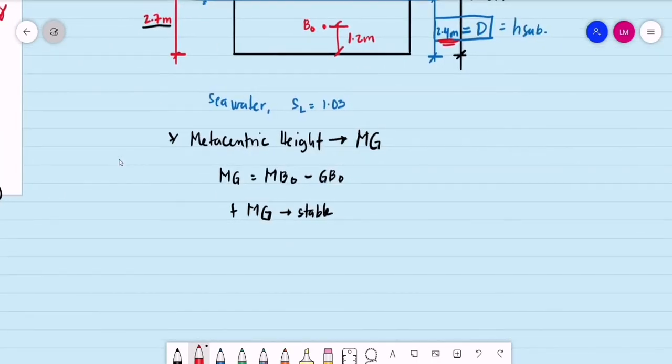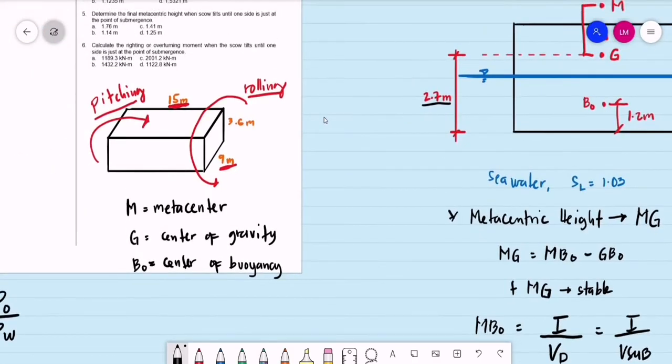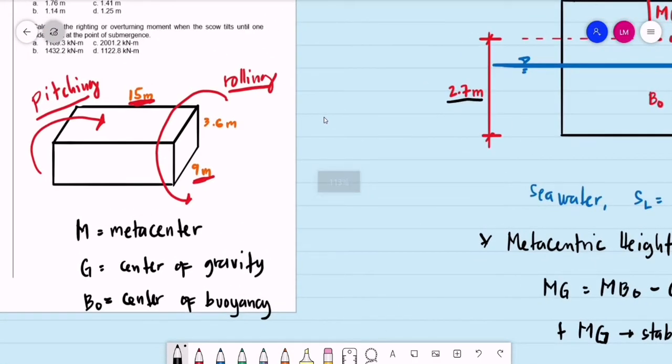Okay? So, para makuha natin yung metacentric height, paano natin kukunin yung MB sub O? MB sub O is basically equal to the moment of inertia of the section considering its weaker axis, divided by the volume of the draft, or the volume submerged. I-consider natin dito yung rolling, since mas mataas yung chance na mangyayari.